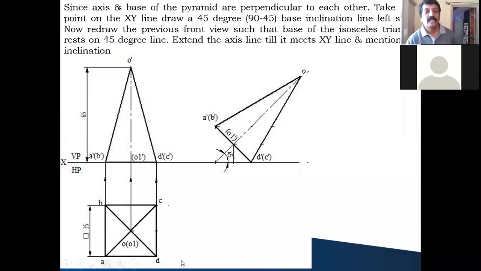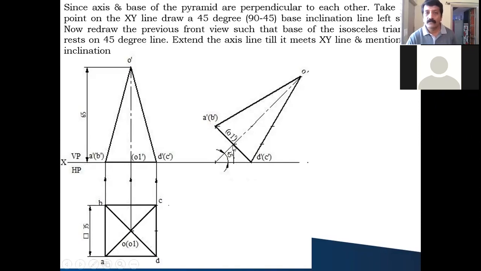How to redraw this? The point which is resting on the XY line, that is on HP, you take as the D dash and C dash point. And this 45 degree line, you take this length. With the help of your compass, with this as the center, you cut it here. You are going to get A dash and B dash, correct? Similarly, from this point to this point you take the length, and from here you cut an arc. So you are going to get this point.